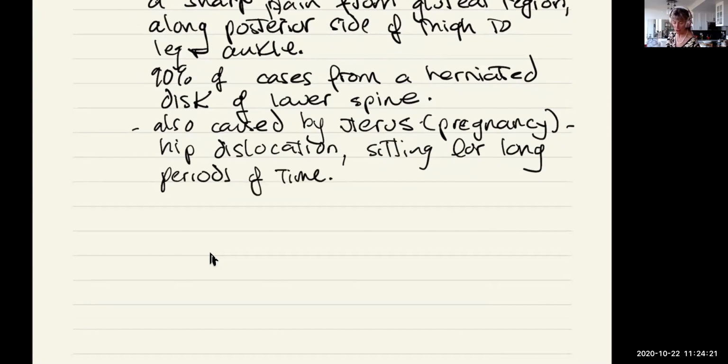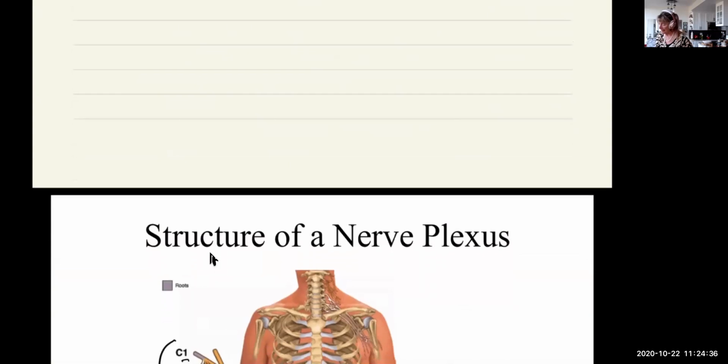Yes, and don't sit on your wallet. Thank you. It's common in pregnancy. Do we need to memorize parts there? I will let you know what you need to know.